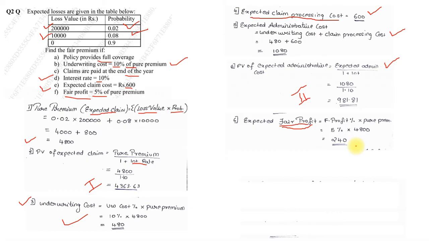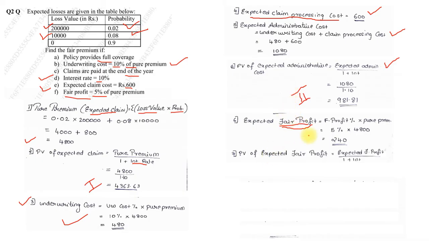Okay. This was the important part in this case. So first step, we found pure premium. Second, PV of expected claim. Then underwriting cost, expected cost, and then we found the admin cost. Then we got the PV of admin. Then we found the expected fair profit.